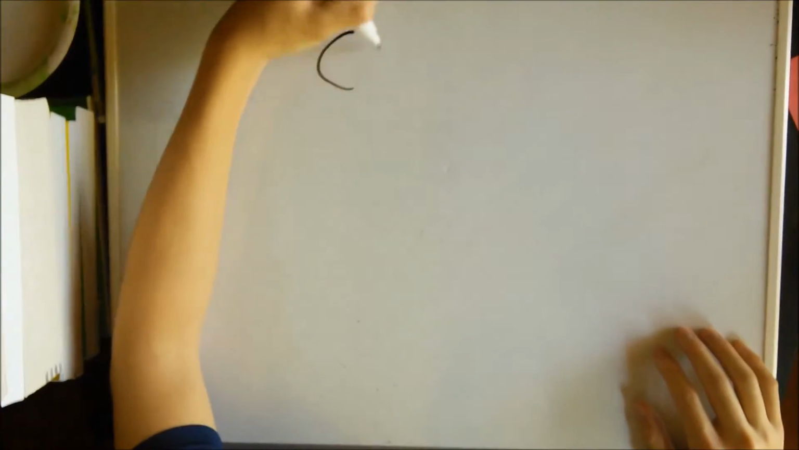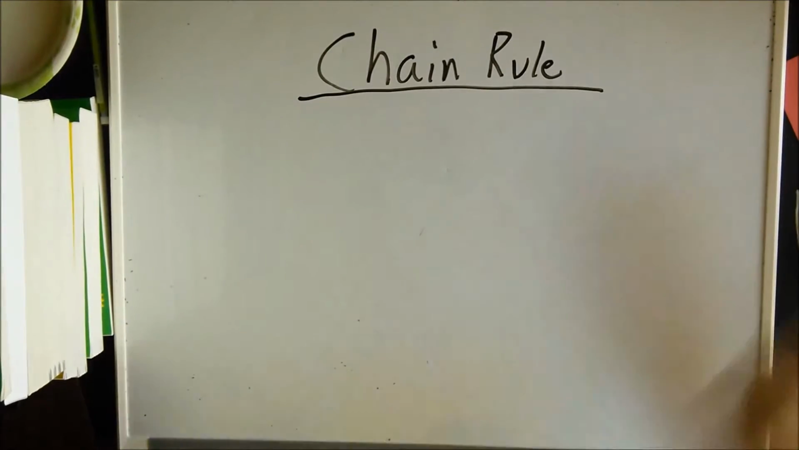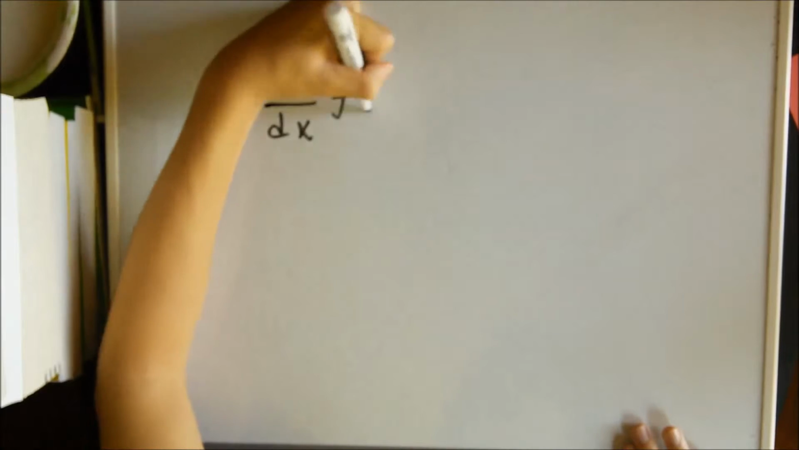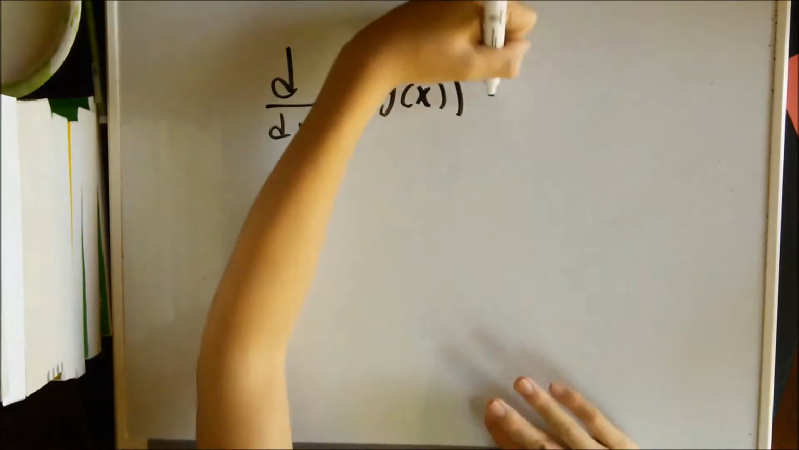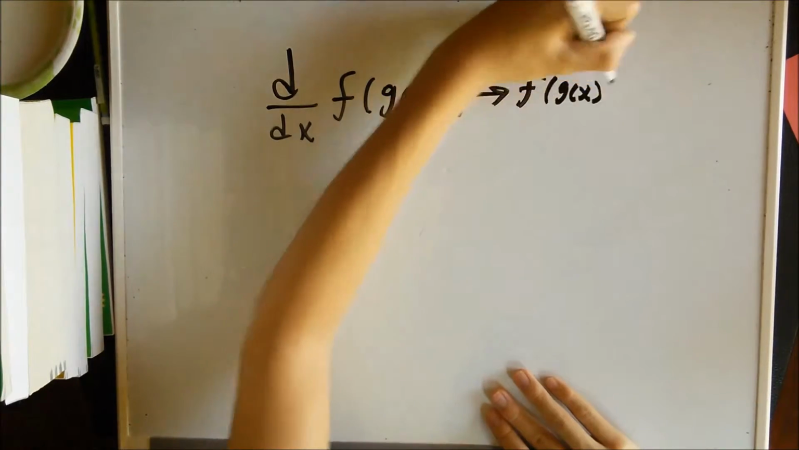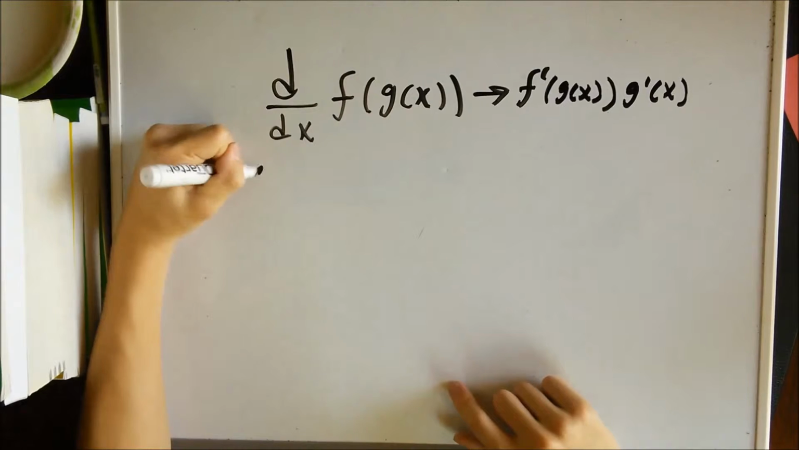Alright, lastly, we'll be talking about the chain rule, which involves taking the derivative of a function inside of another function. So, after we've taken the derivative, the general format for this equation should be the derivative of the outside function with the inside function still inside of it times the inside function's derivative.